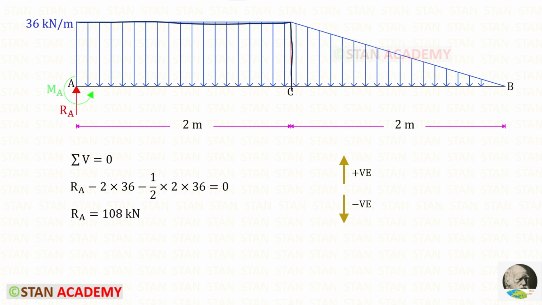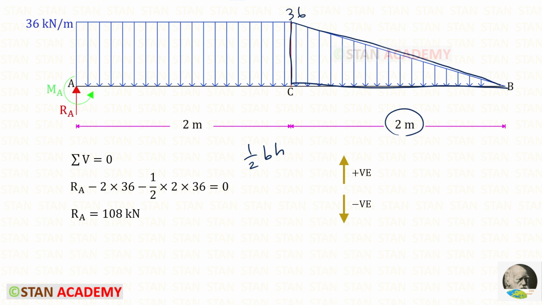First, let us take the rectangle. We know the area formula of a rectangle, length into width. Here the length is 2 and the width is 36. So this is the area of the rectangle. Then let us take the triangle. We know the area formula of a triangle, half into BH. Here the breadth is 2 and the height is 36. So this is the area of the triangle. For RA, we will get 108 kilonewton.